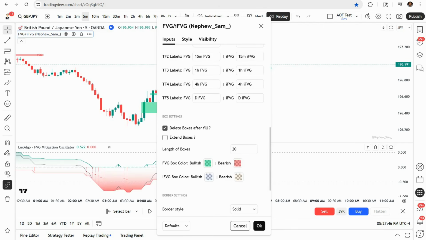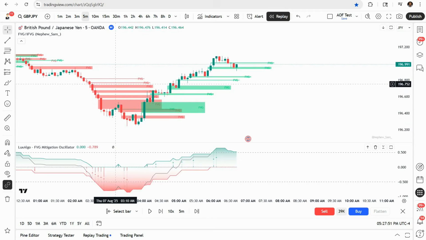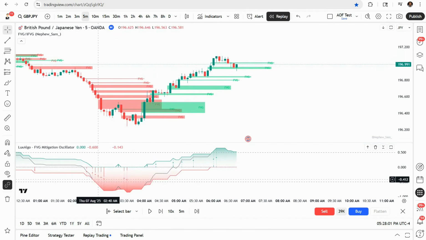There we go. So if we do something like this, now you can see a little bit clearer that these are all fair value gaps that have formed, and as price pulls back into them or pushes through them, mitigates them, they disappear from the screen, only showing the newest and most relevant ones. So anytime you see a dash here on the oscillator, that is where a fair value gap was formed.